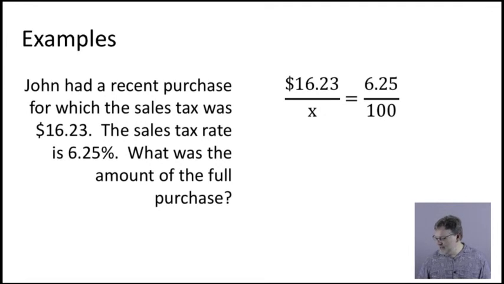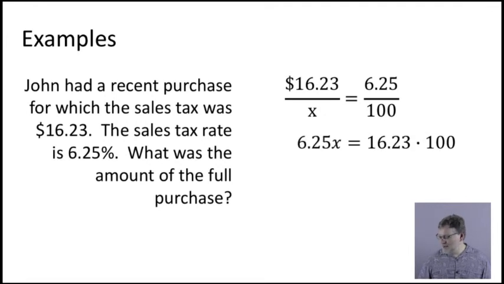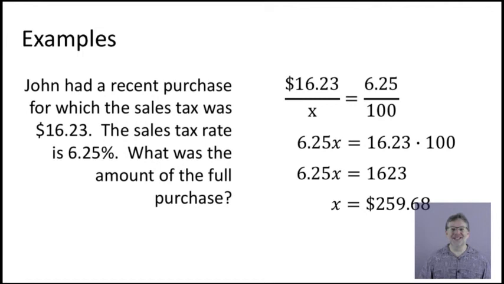We can solve this by cross-multiplying once again. We're dividing both sides by 6.25, and we get an answer of $259.68. That's the right answer. That's what the subtotal was before adding tax. And actually we can add tax onto this to find out what the actual total was, $275.91.